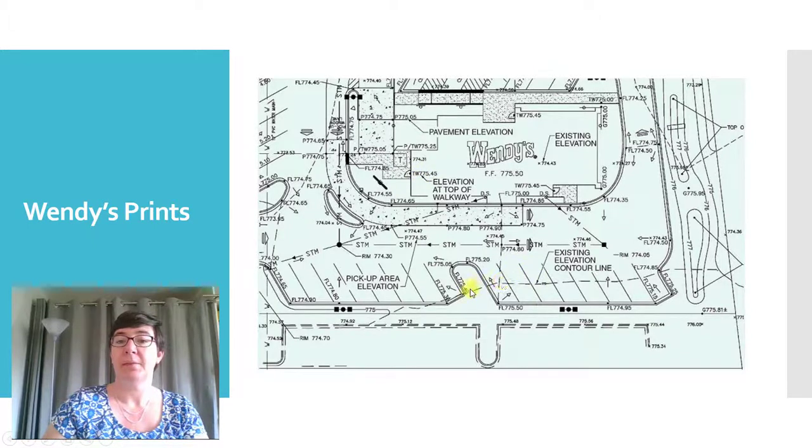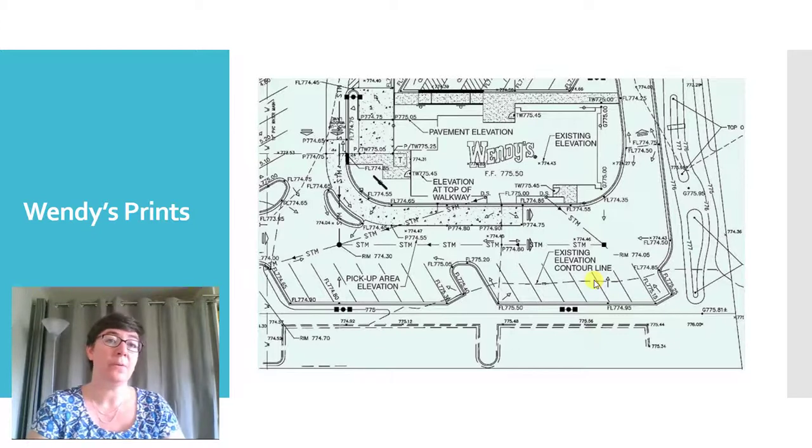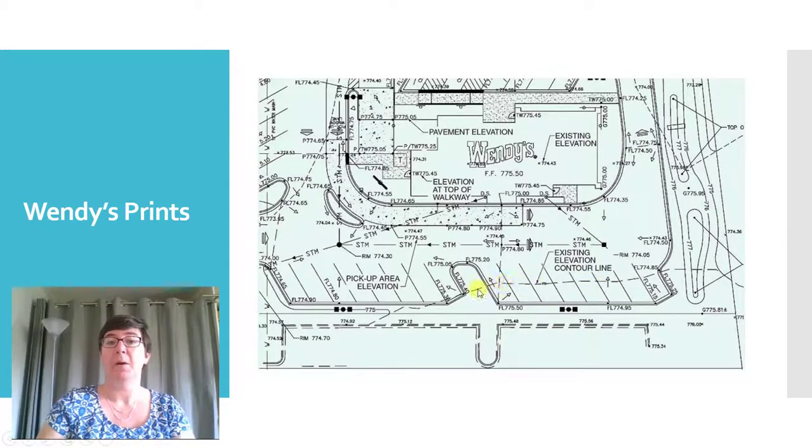Here is an existing elevation contour line. If you've ever seen a contour map of maybe a hiking trail or maybe a mountain, this is the same idea. It is marking the location where everything is the same height. Right here, a contour line, and along that contour line, right here is the actual elevation of everything on that line.